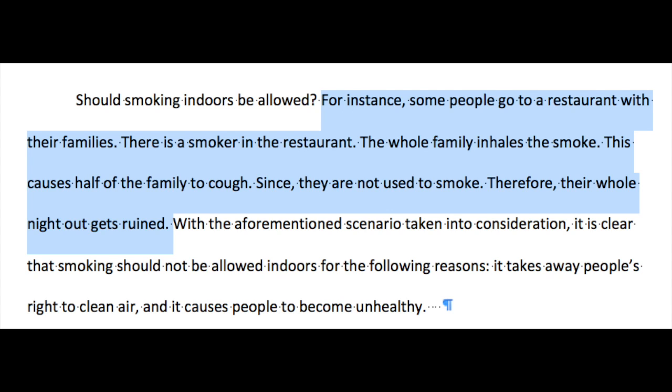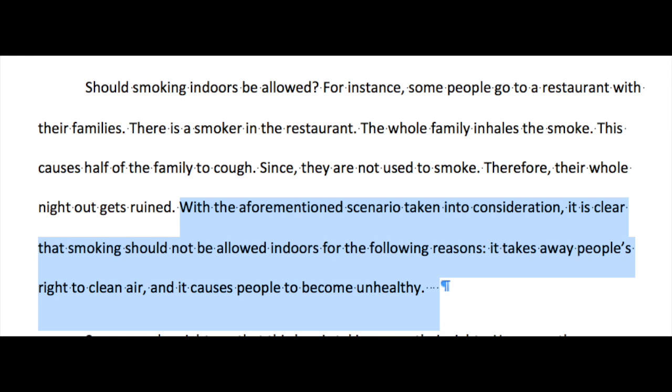The highlighted section right here provides the reader with a scenario relating to the issue. It also invites the reader to think more deeply about and further question the issue in discussion. It also creates an excellent segue to the writer's claim, which is that smoking should not be allowed indoors. After that, the claim that smoking should not be allowed indoors is clearly stated, and the portion after the colon, which acts as the final sentence, provides the reasons why it should not be allowed. This is called the thesis statement.